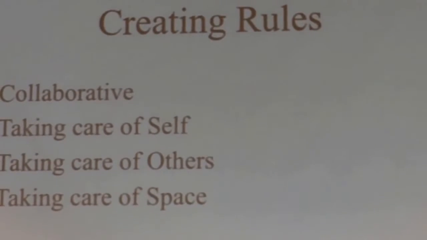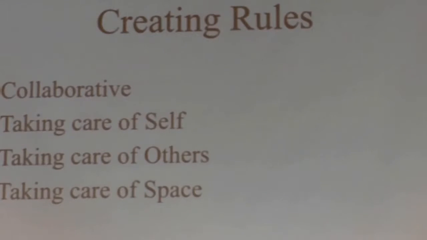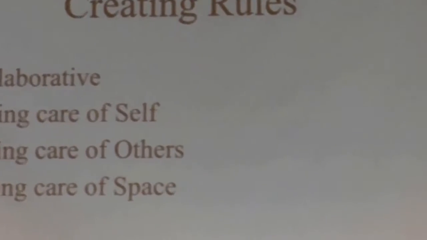So one of the other principles of responsive classroom is that we create the rules together. And the rules are based on our hopes and dreams. The reason we need rules is so that we can achieve our hopes and dreams without getting in our own way or in the way of other people.